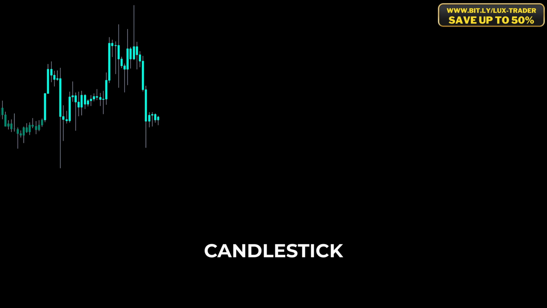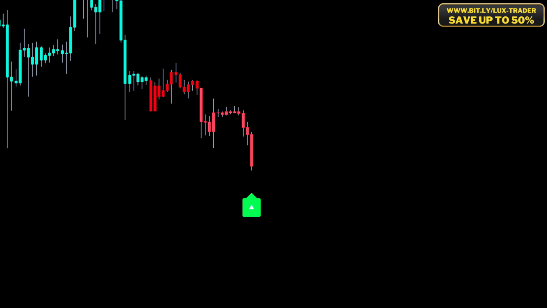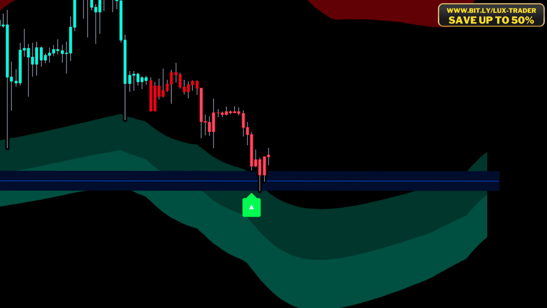At this specific candlestick, something very interesting happens. First, you can clearly see a buy signal from the first indicator, and at the same time, price action is filling in a fair value gap that was left behind. But there's more. Price also bounces off the lower reversal band, which is an additional confirmation that the market is likely to reverse and head higher.